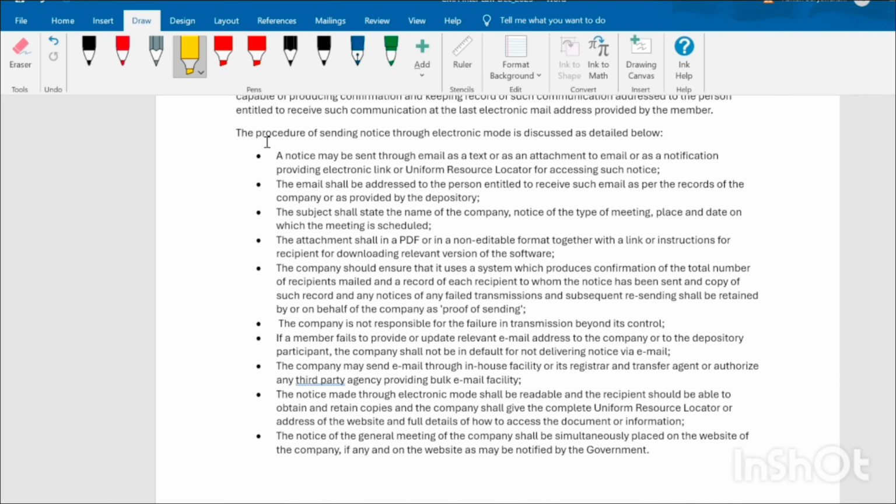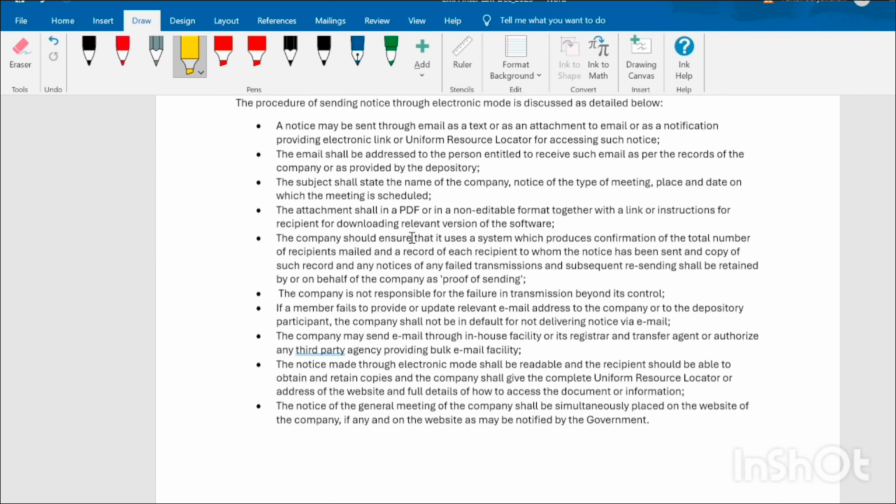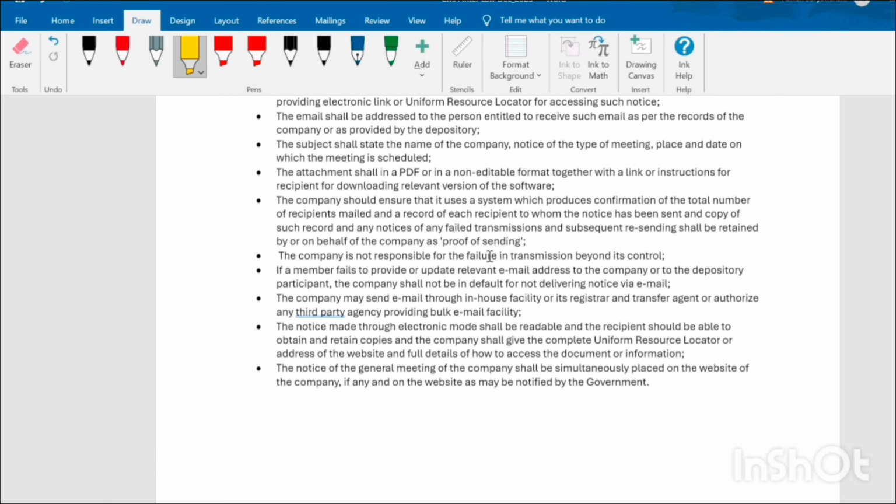These points like notice must be sent through emails. Email shall be addressed to the person entitled. Subject shall state the name of the company, etc., etc. In PDF form, non-editable format together. You have to write these points.